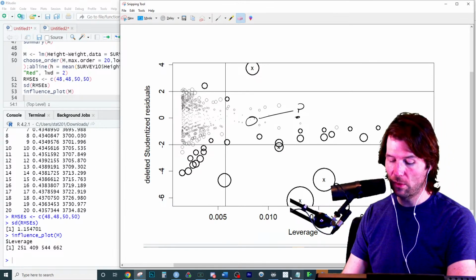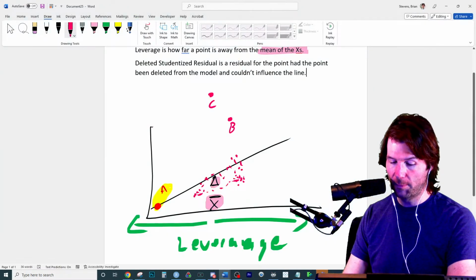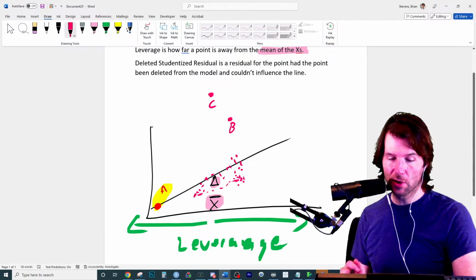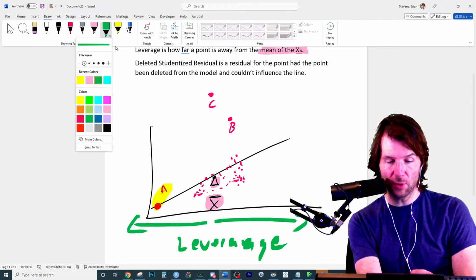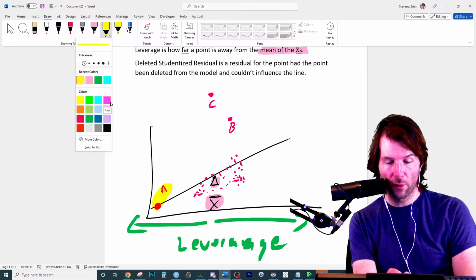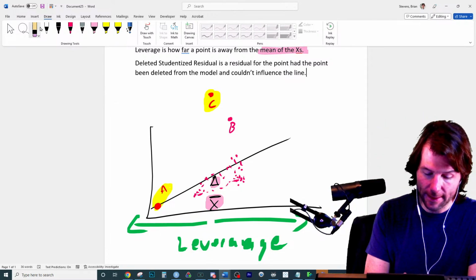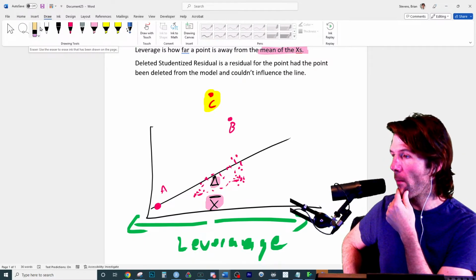So the 2 things you need to be influential are you need leverage, and you need a deleted studentized residual. So take a look at this point right here, point C. Point C has absolutely no what? Near 0 what?